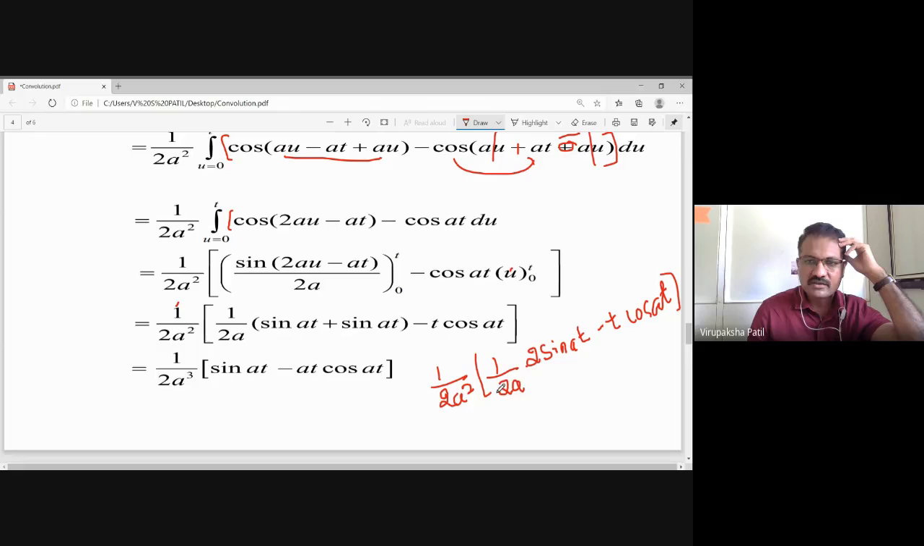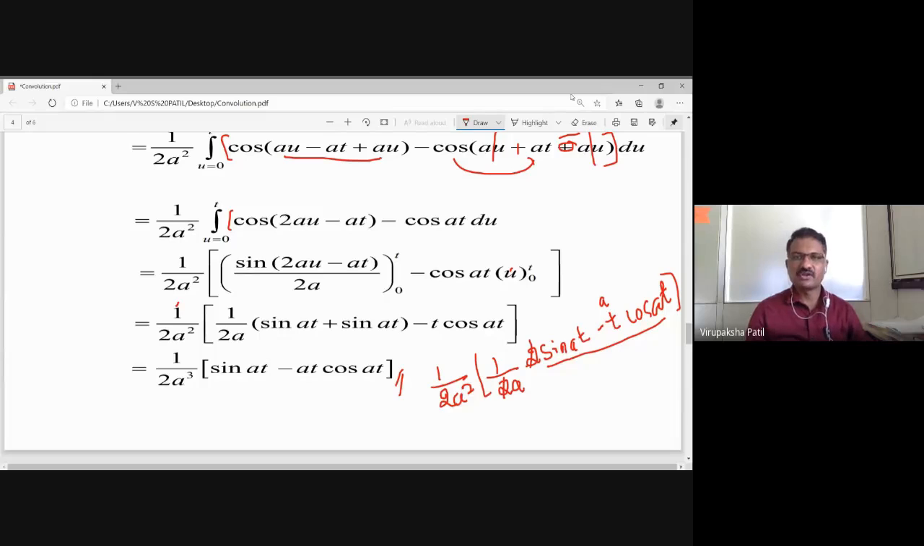Next, these two get cancelled. This a relates to only the first term, so I am taking this a outside. If you take this a outside, you should take the LCM here. If you take the LCM, you have to multiply this by a, so taking a common, it becomes 1 divided by 2a cubed, and it becomes sine at minus, multiplying by a, a into t into cos at, which is the required answer.